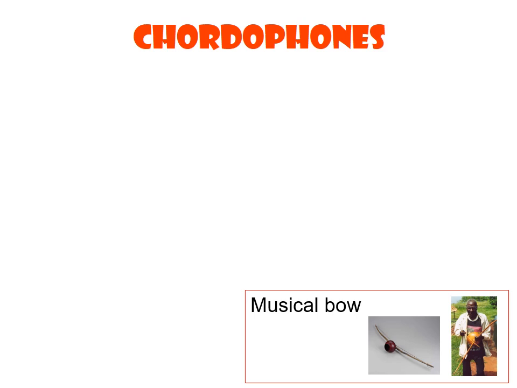The musical bow can be plucked, or it can be hit with a stick, as is in the picture on the right. The musician is hitting it with a stick.